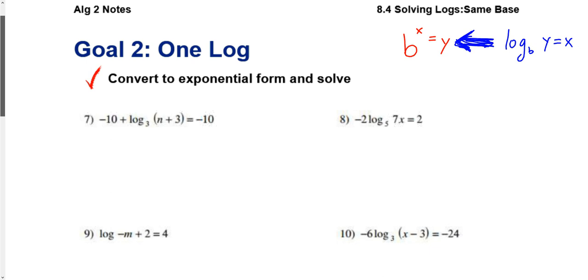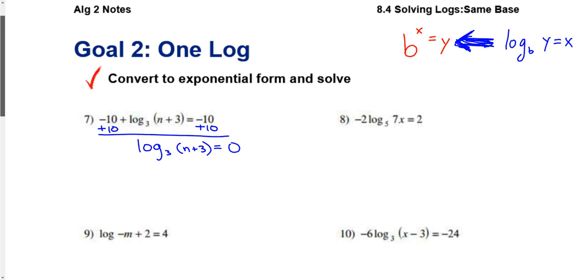So if you look at this problem 7 right here, it's got the minus 10. We need to get rid of that first. So we're going to add 10 to both sides. So we have log base 3 of n plus 3 equals 0. Now that doesn't mean that your answer is automatically n equals 0 just because the whole thing equals 0. You have to go through the conversion.